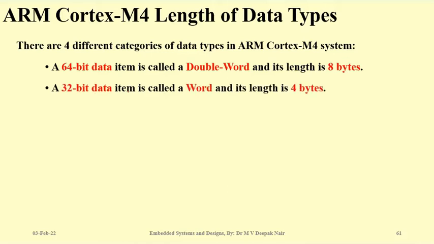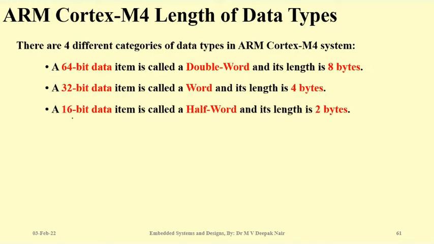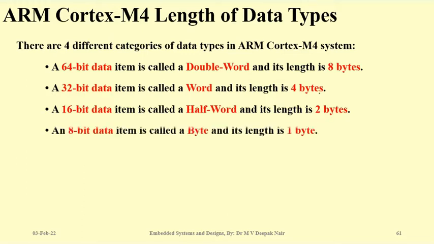Next, 32-bit data are there, which are known as word, and 4 bytes. So whenever in future we say word, remember it is a 32-bit data, or it is taking 4 bytes in the memory. Then of course 16-bit data are also there. We will call it half word, and it will take 2 bytes in the memory. And of course, last but not the least, 8-bit data is known as byte, and it will take 1 byte in the memory.